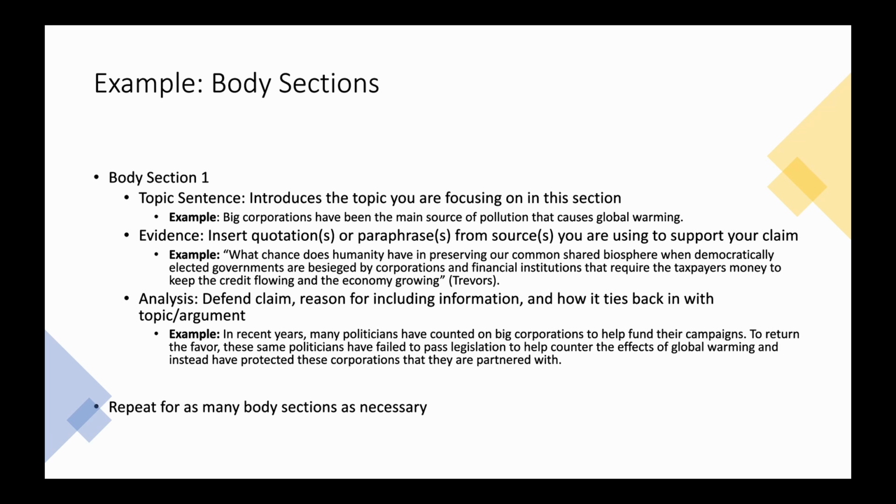So you can use this type of breakdown in your own outlining process, how we have set it up here. You can write down the topic sentence and then each piece of evidence or quote that you're going to use to support that topic sentence. You can then write a few lines of analysis after each piece of evidence, and then eventually tie all of those together into one paragraph. And then you would repeat for as many body sections as necessary.